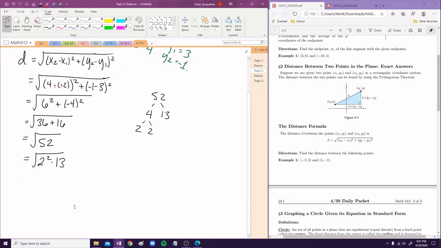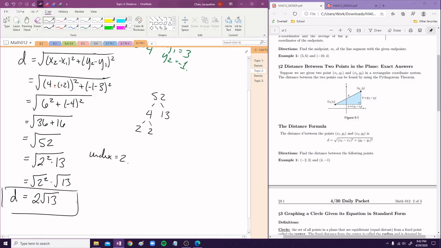Remember, for every factor we want to look at the power and compare it with the index. If it's equal to the index or greater than the index, we have to simplify it. In this case, if there is nothing shown by the square root, what does that mean? It means that the index is equal to 2. So if we use the multiplication property, this is 2 squared and this is 13. The square root of 2 squared is 2, and the square root of 13 stays. Therefore, our distance between these 2 points is 2 square root of 13.